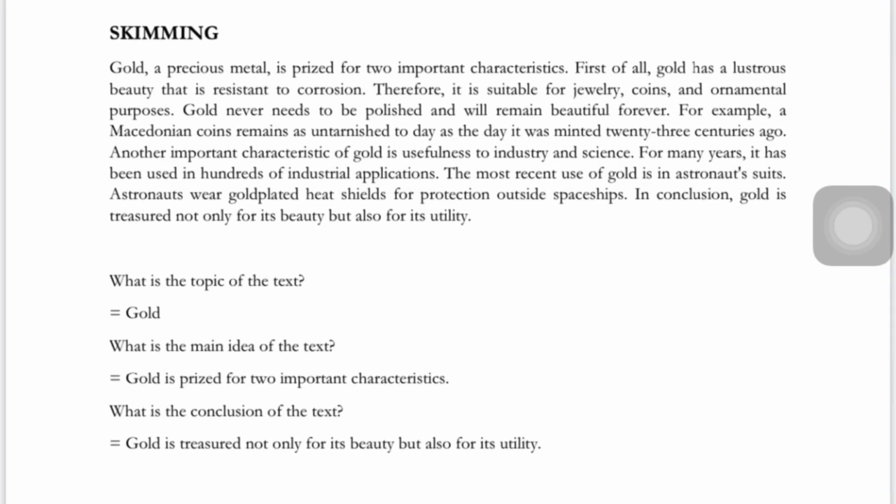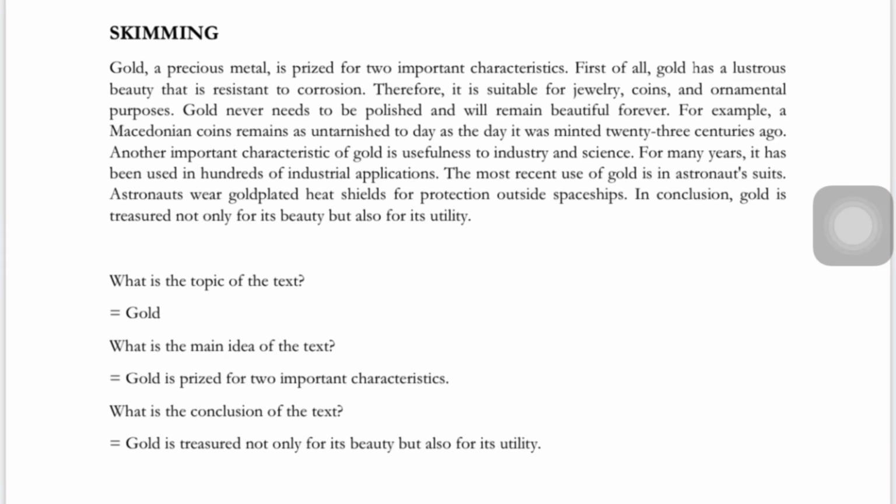The first question is, what is the topic of the text? To find the topic, we just go to the first sentence of the text, that is: gold, a precious metal, is prized for two important characteristics. So the answer to the first question is gold. Number 2, what is the main idea of the text, as I have told you? The answer is located in the first sentence of the text.